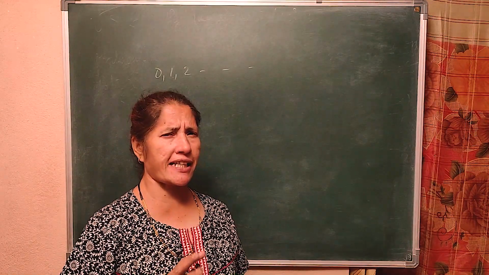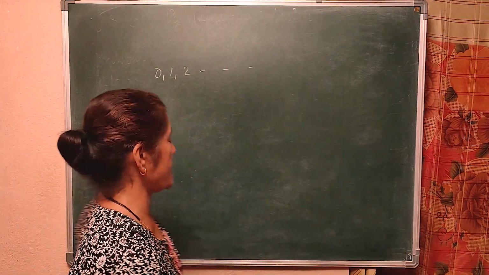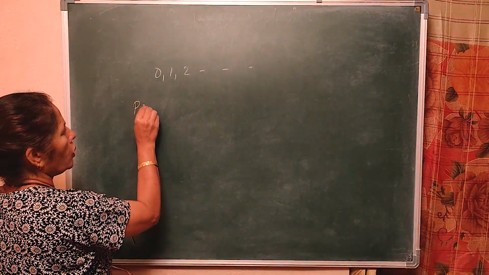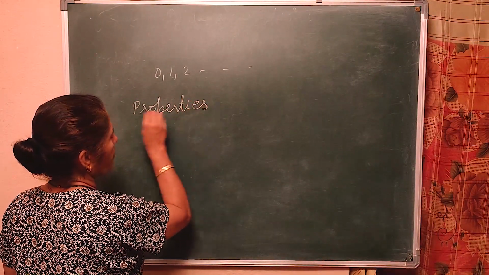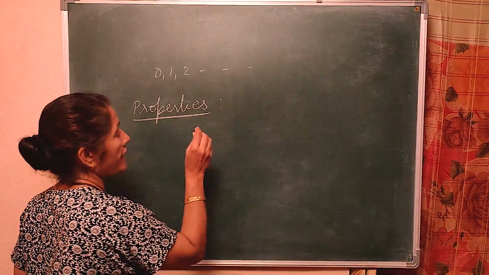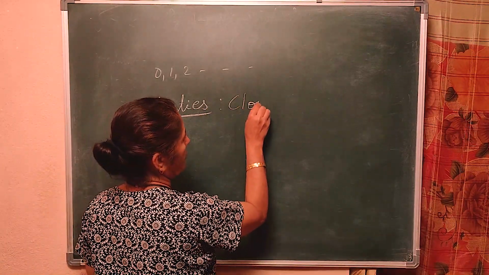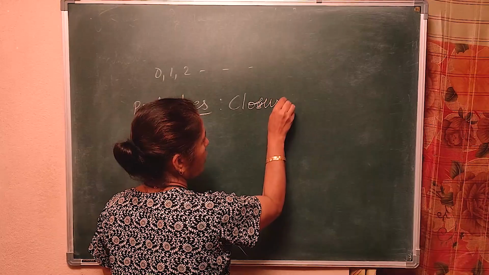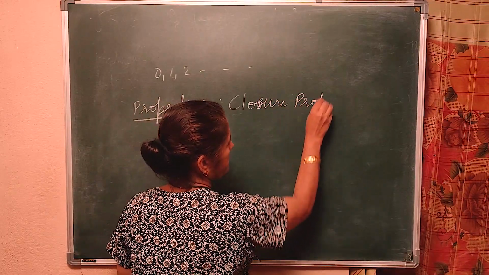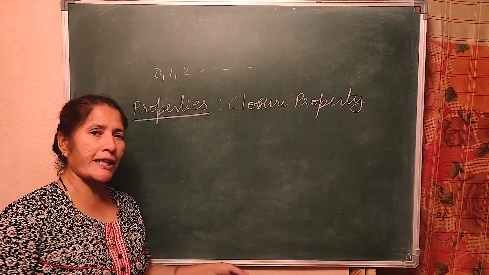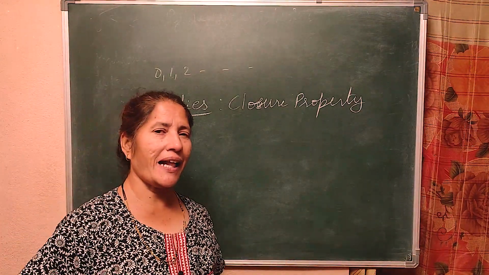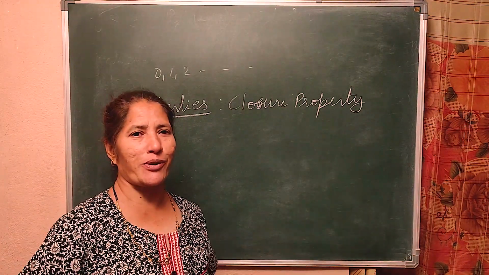Now today let us study about some of the properties of whole numbers. First one, in the properties, we'll study about closure property. What is the meaning of closure? It is closed. Right? Here in mathematics, what is closed?